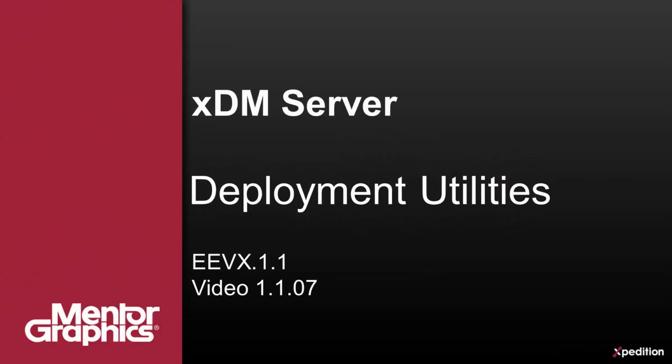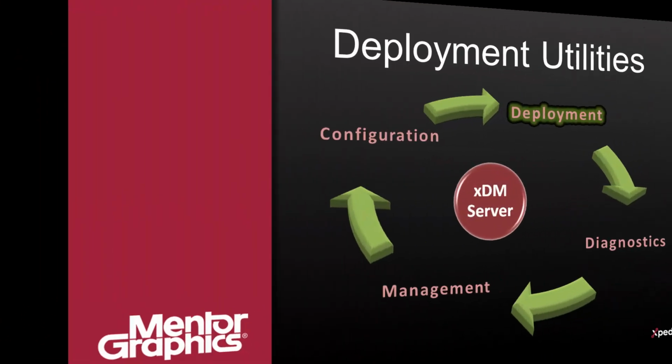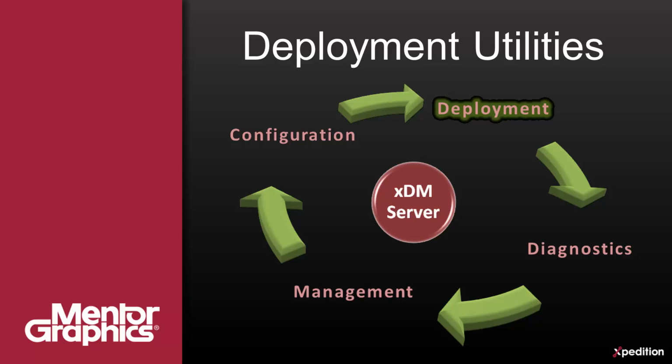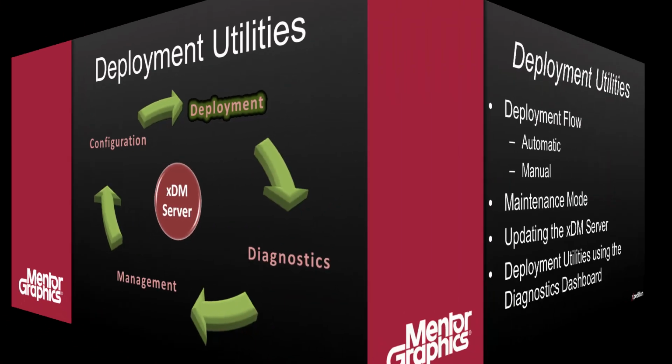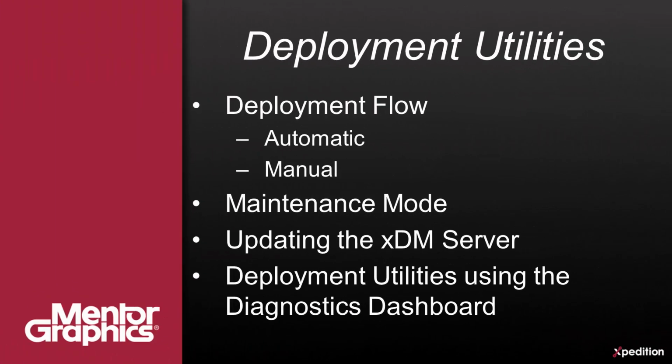Welcome back. The deployment utilities are used to deploy and undeploy the XDM server and also to stop, start, and restart the server. In addition, there is a special maintenance mode that can be achieved by using another deployment utility. In the first section of this training, I will present the automatic deployment. This is the recommended flow. The second section of the video will demo the manual deployment flow on Linux.